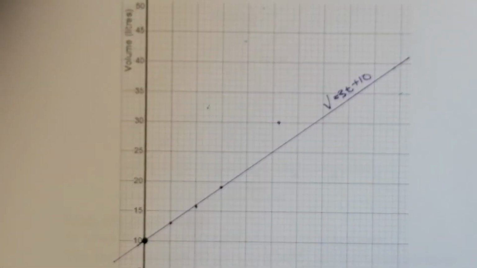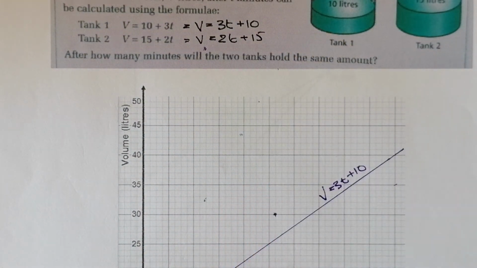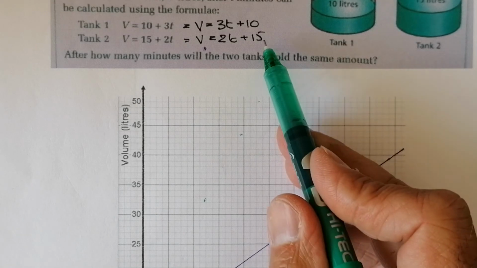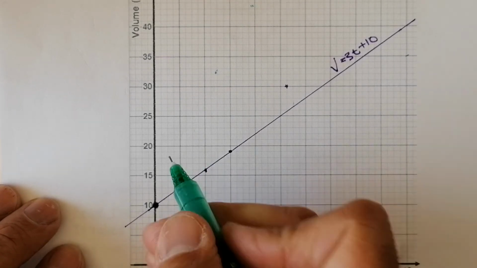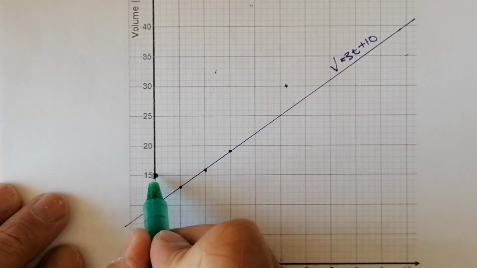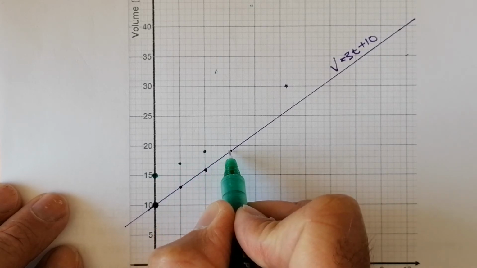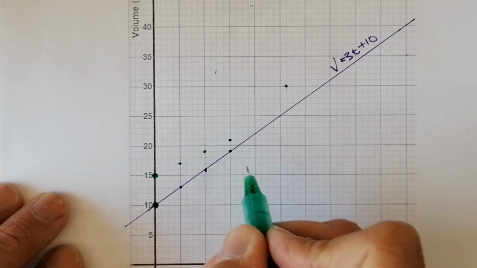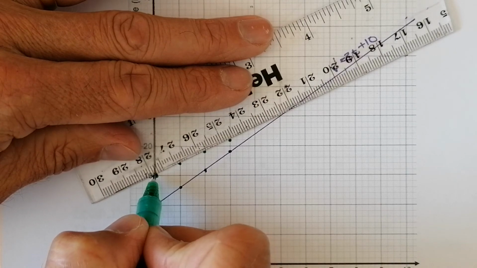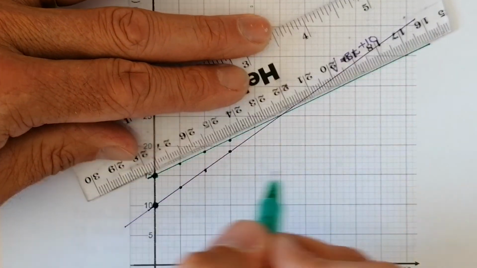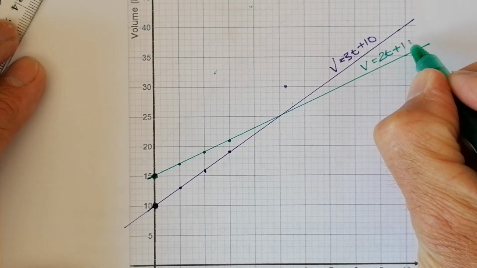My next equation that I'm going to be drawing is V is equal to 2t plus 15. So I'm going to start at 15 and go along 1 and up 2 based on that gradient. So I'm starting at 15, there's 15 there. Every time I go along 1, I go up 2. Along 1 and up 2. Along 1 and up 2. And I'll draw through these points as well, so what I should get is a line that looks like that there. So this line here is V is equal to 2t plus 15.